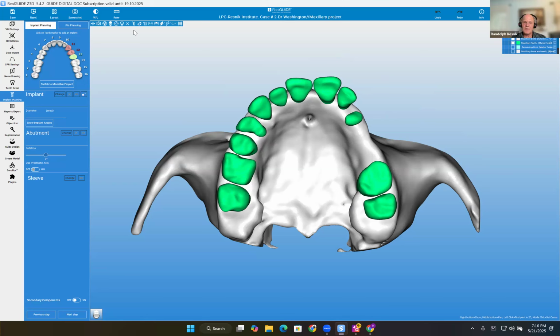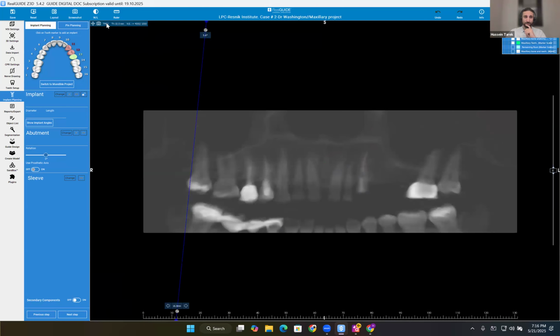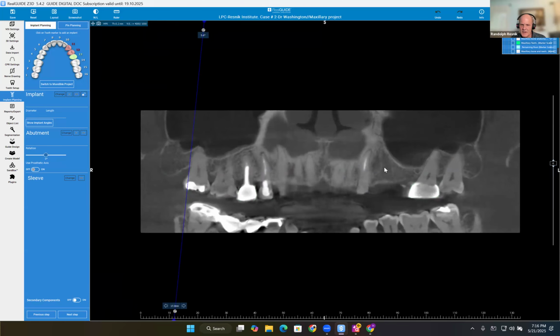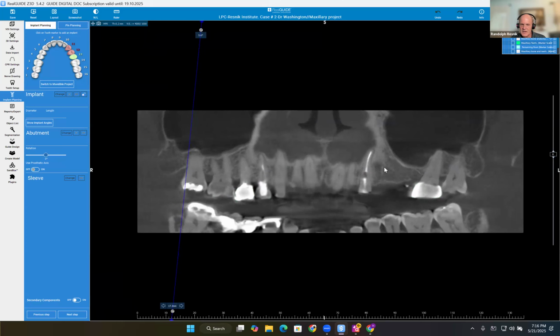Okay, so let's look at a pan view of this, Hussein. You got it, sir. Okay. So if we look at the pan view, the cuspid broke off, and you're looking at 11, 12, and 13, Doc. Yes, sir. Okay, so let's look right at number 11. Let's do a cross section of number 11 and see what we have here.